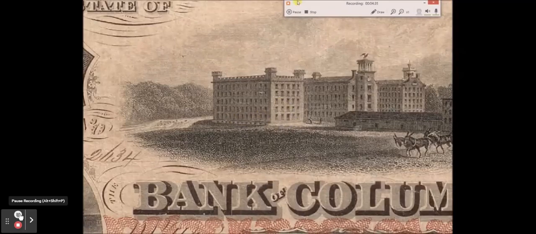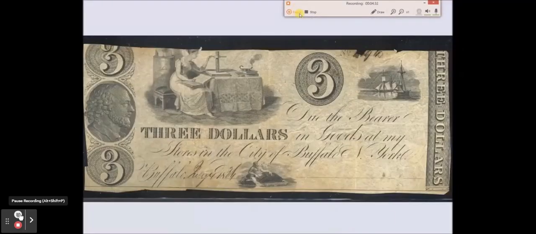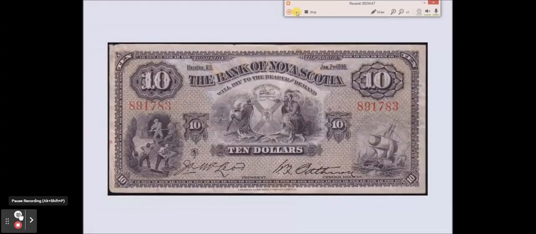If you've ever heard of the expression as rare as a $3 bill, well, here is a $3 bill. I think it's from 1836 in New York. You've got a guy pouring out a bucket of water. I don't know if that's the Aquarius symbol. Here's the Bank of Nova Scotia demand note. You've got the Canadian Banknote Company Limited as the printer.